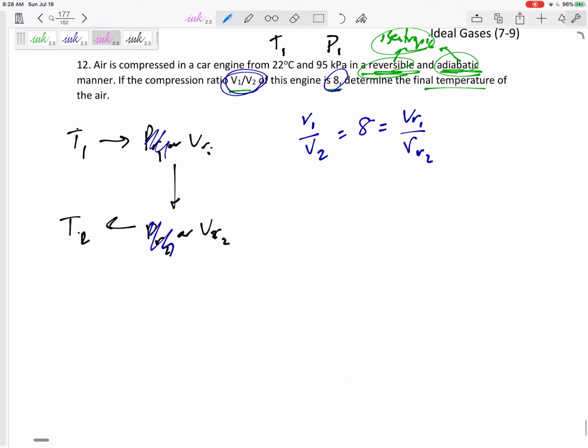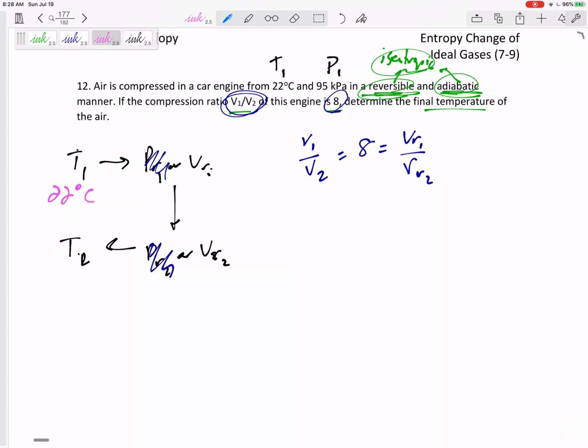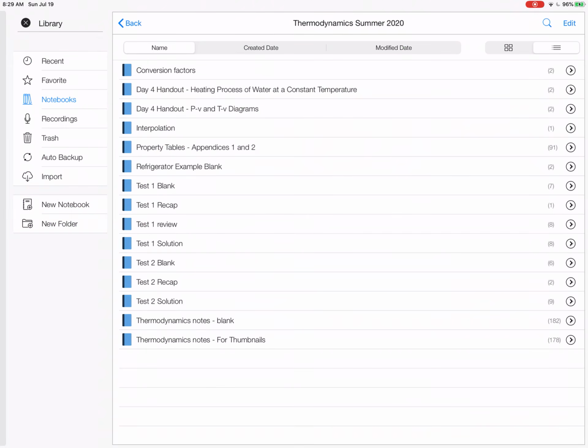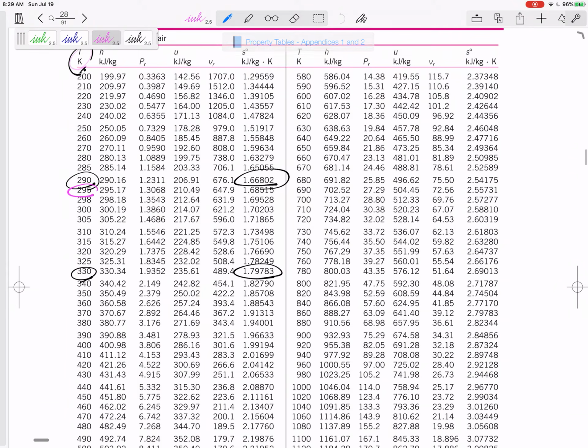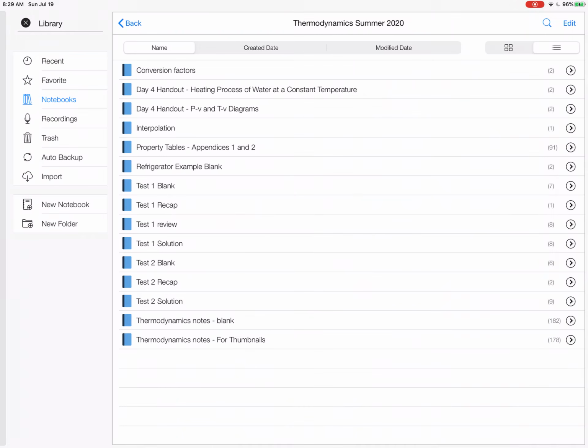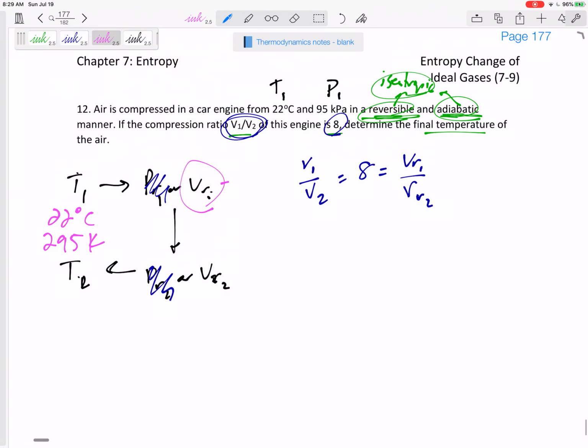Okay, so for a temperature T1 of 22 degrees C, I'm going to go to table A17 and find VR1. 22 plus 273 is 295 Kelvin. So let me go to table A17. This is in Kelvin. 290. Well, look, we already have a 295 right there. Awesome. VR1 is 647.9. It is unitless, I believe.